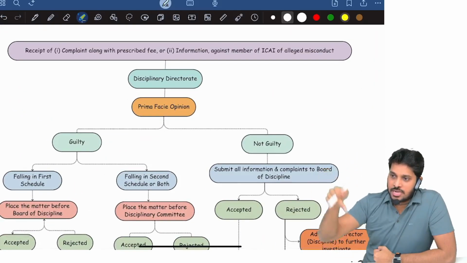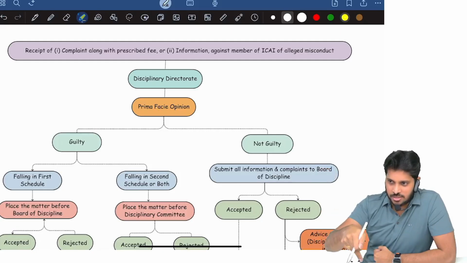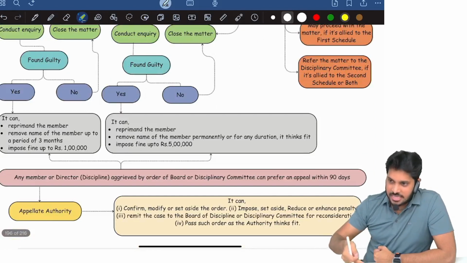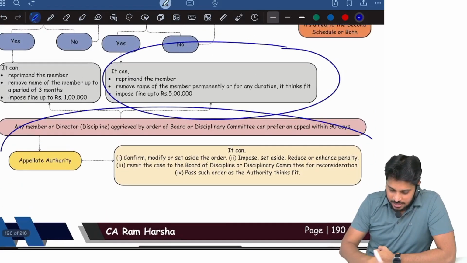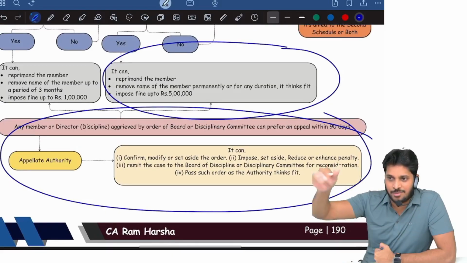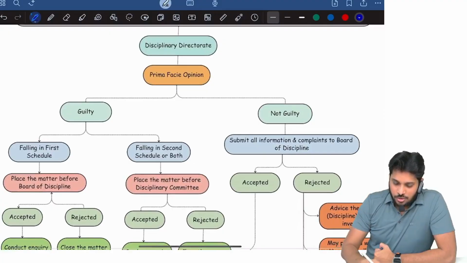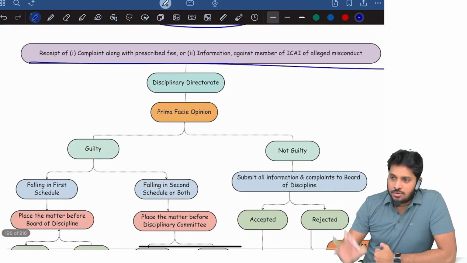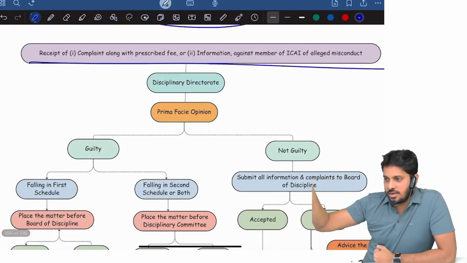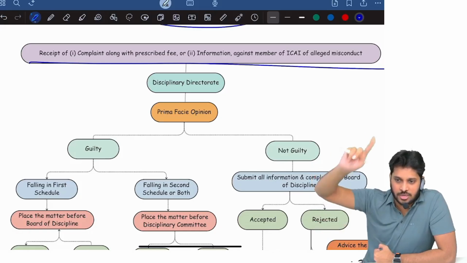Next, disciplinary procedure. Question number 24 has been asked. Everybody will ignore this. Number 24, you saw a question on this? Appellate authority, everything they tested. This entire provision was tested. This entire appellate authority point was tested for 5 marks in the compulsory question. Next, what is the disciplinary procedure? There is a website called disciplinary.icai. Anybody can file a complaint with 3,000 rupees against a CA who is torturing you.